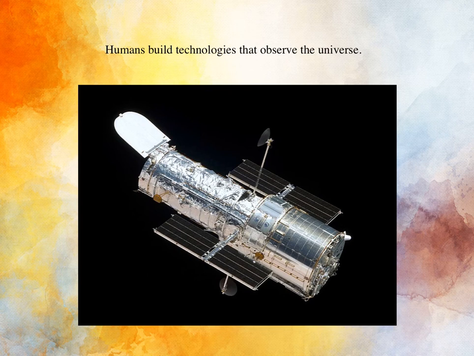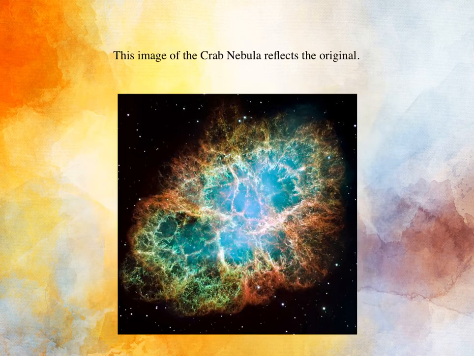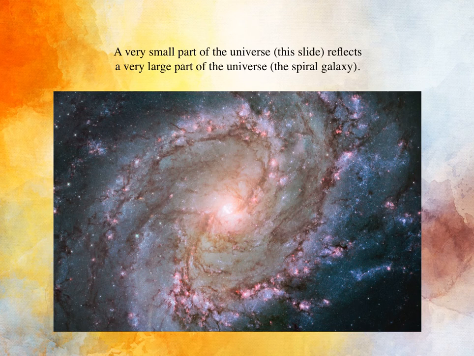Brainy humans build technologies to observe the universe. We build eyes outside of our own bodies, like the Hubble telescope pictured here. This image of the Crab Nebula, taken by the Hubble, reflects the original Crab Nebula. This is an image on your computer which mirrors the Crab Nebula many light years away. A very small part of the universe, this slide, reflects a very large part of the universe, the spiral galaxy, of which this slide is an image. Parts of the universe reflect enormously larger parts of the universe.